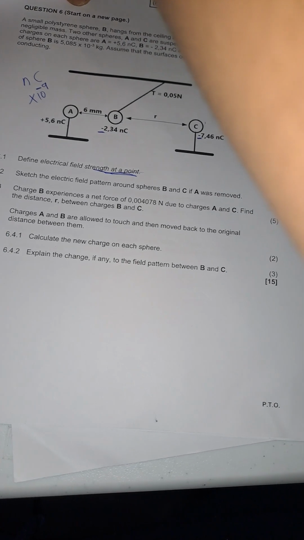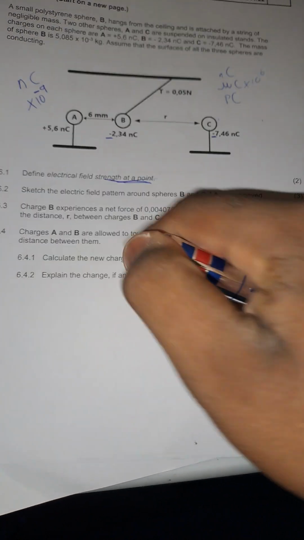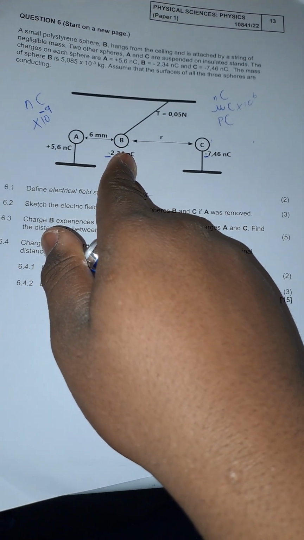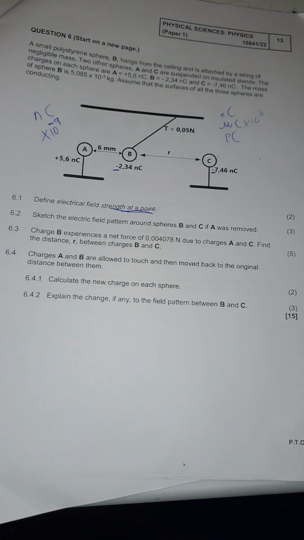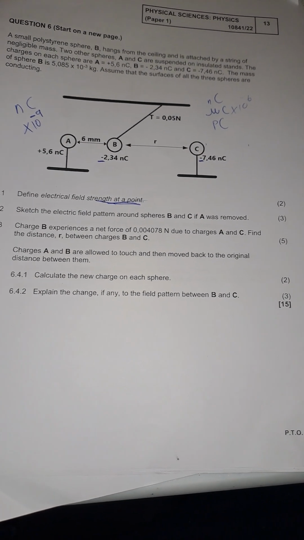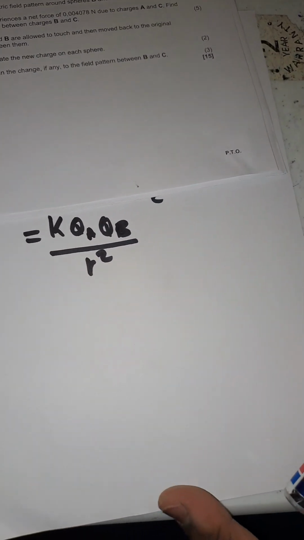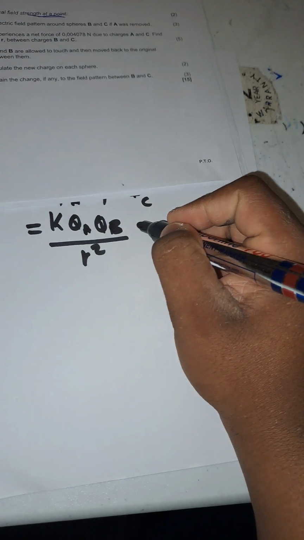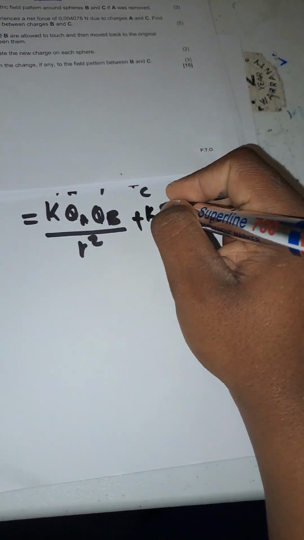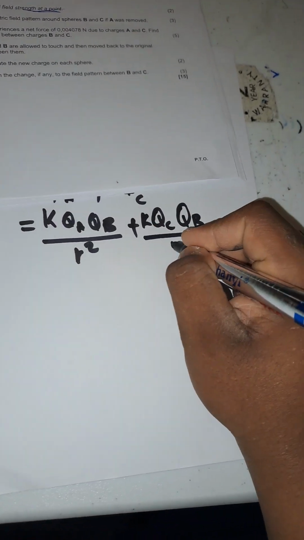Find the distance R between B and C. So I'm simply gonna use this 5,6 times 10 to the negative 9, and then 2,34 times 10 to the negative 9 for the first one. And then for the second one, I'm gonna use 7,46 and 2,34, just like that. I don't want you to be confused. So let me use one A and B, and then plus K QC QB over R squared.